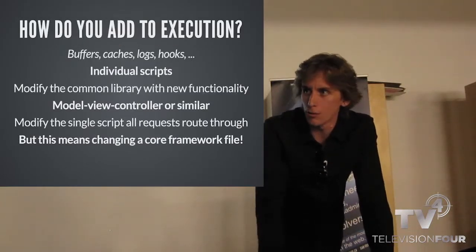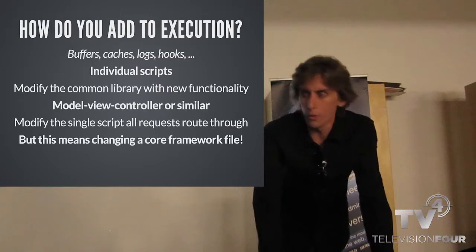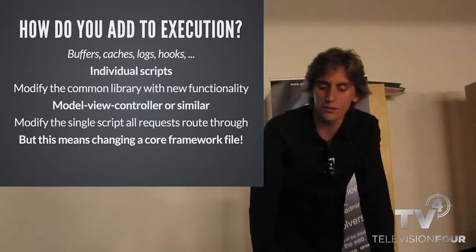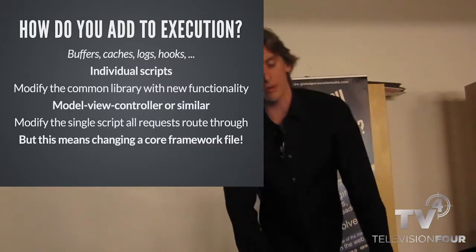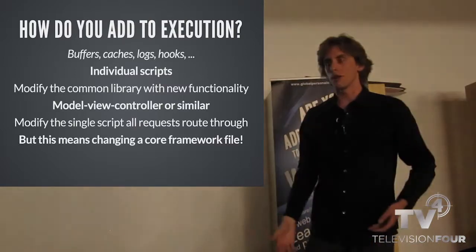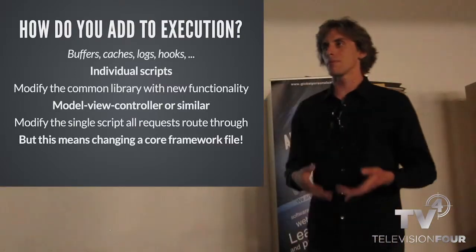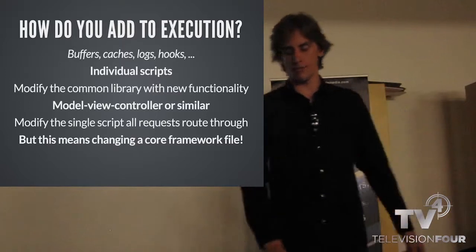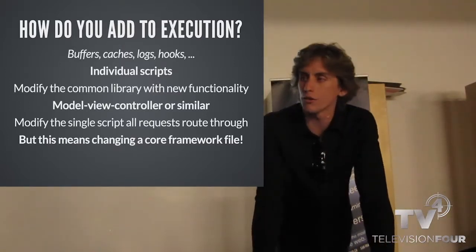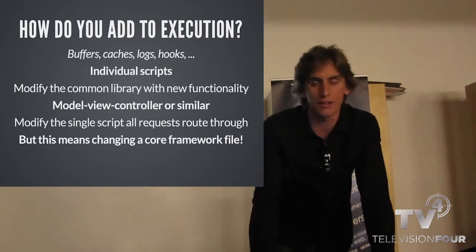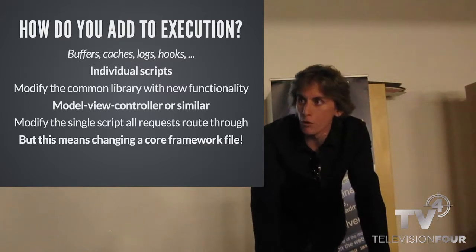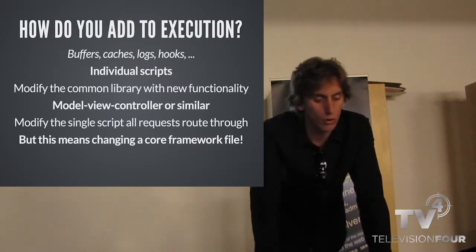And so then the question becomes, well, how do we add to execution? So we want to add a buffer, we want to add a cache, a log, a hook, we want to add something. How do we actually add to execution? With individual scripts, that means we need to modify that core library with new functionality. We might include files and whatever, but ultimately we need to drop our functionality into that common library. The model view controller is similar. Well, we can modify that single script that all requests route through, or something that's included by that, but unfortunately, this means we're changing a core framework file again.